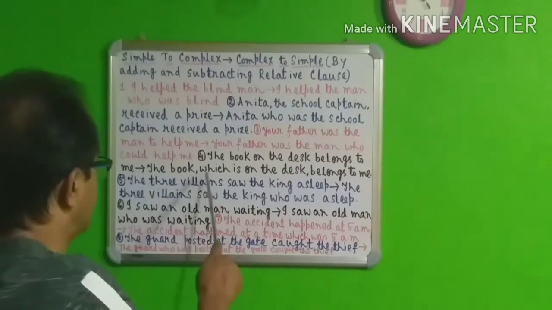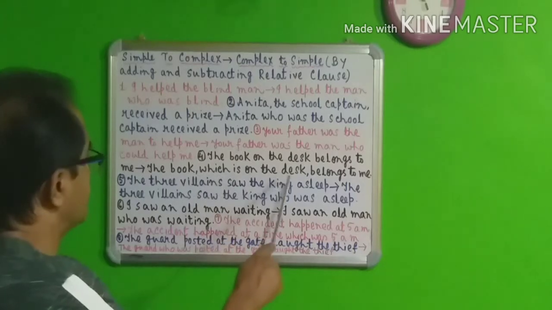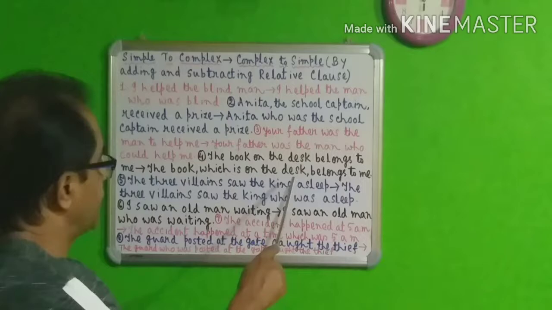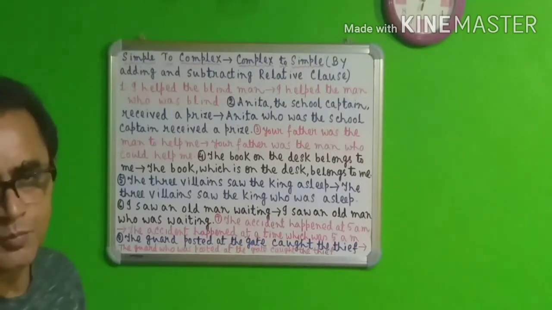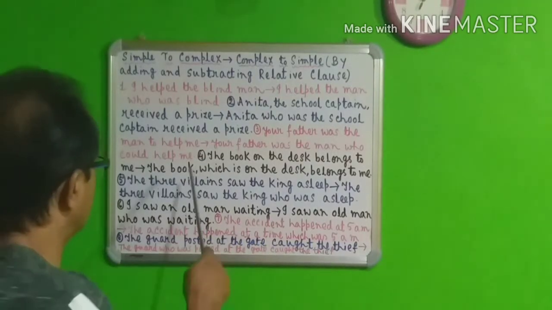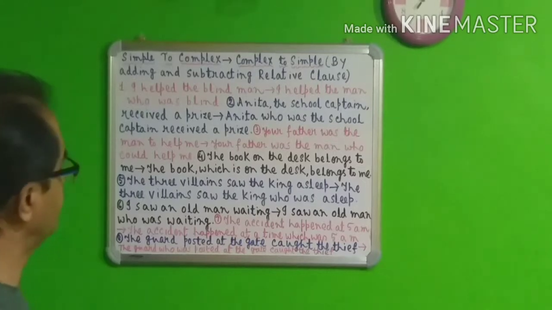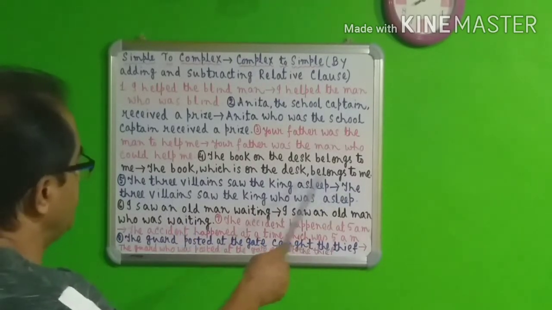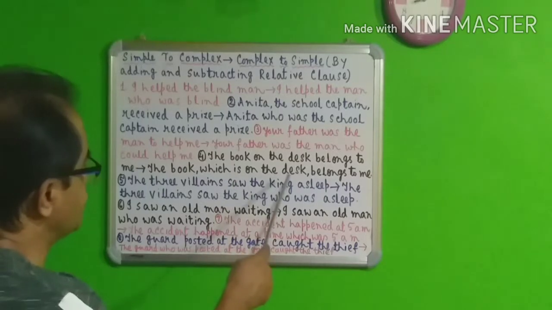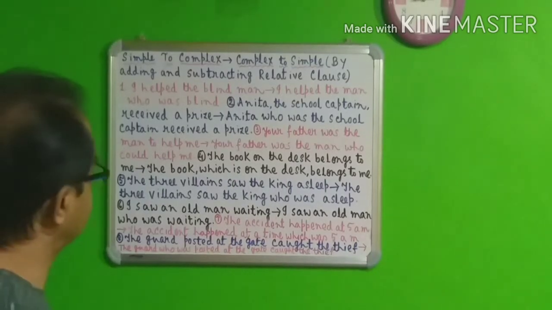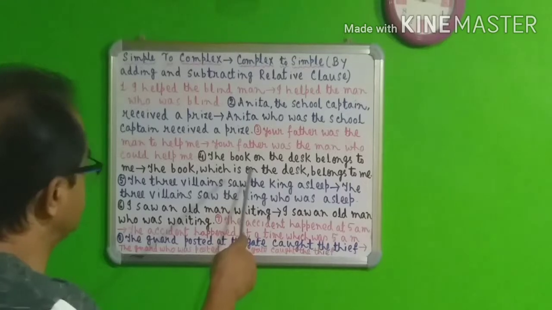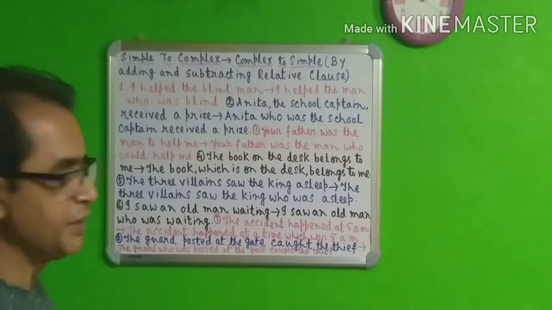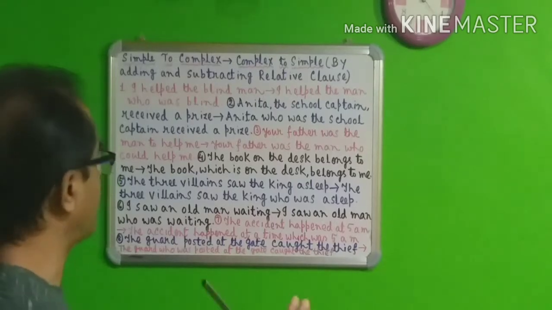But when we make it in this way, on the desk is changed into which is on the desk, it becomes an adjective clause. Why an adjective clause? Because it qualifies the noun book. The main clause again is the book belongs to me. The adjective clause is which is on the desk. Again you see that both sentences have the same meaning, same purpose. They carry the same meaning, only the way of writing changes.